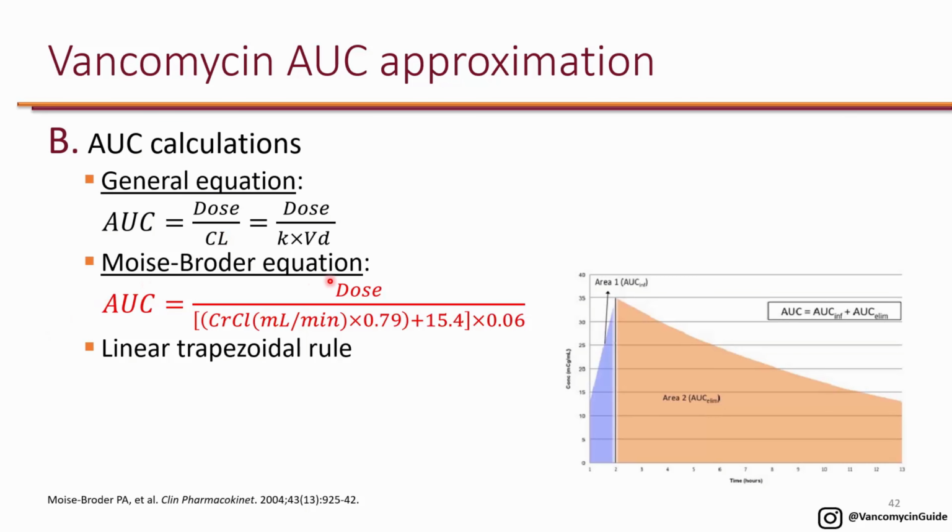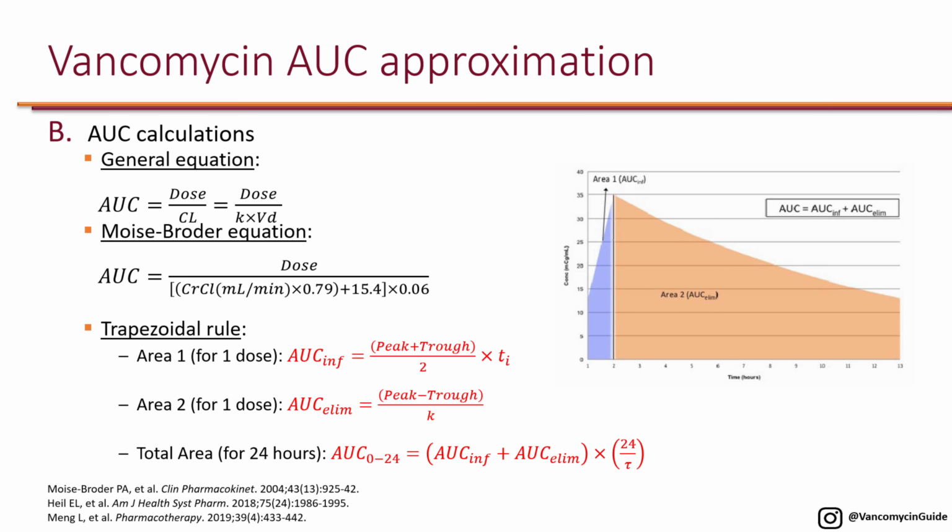So you can use population kinetics. There's the Moyes-Brother equation, which was derived from their patient population, that can estimate what the AUC would be empirically. So imagine you wanted an AUC of 400 and you know the patient's creatinine clearance. You solve for dose, and that will give you the empiric dose that will give you the AUC that you want. Now, a better way to do it is to use the multiple levels that we got in the patient to use individualized pharmacokinetics to calculate the AUC.